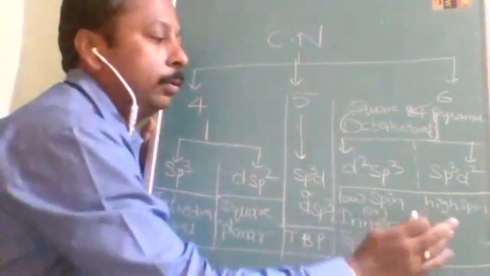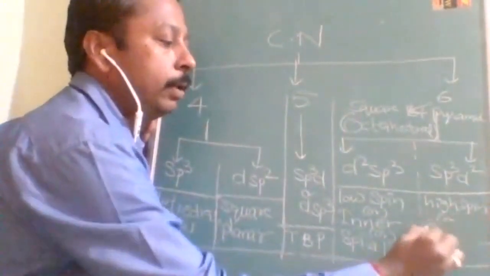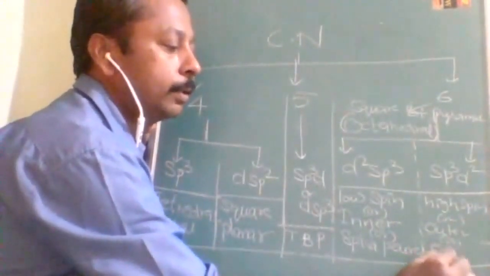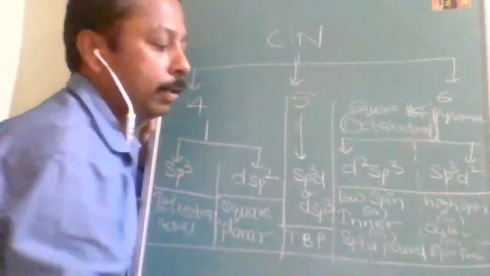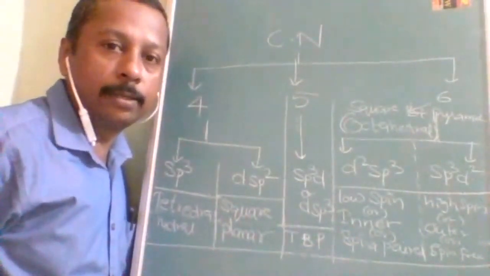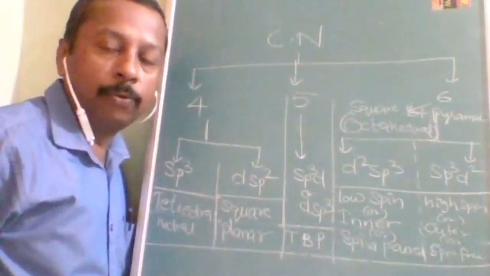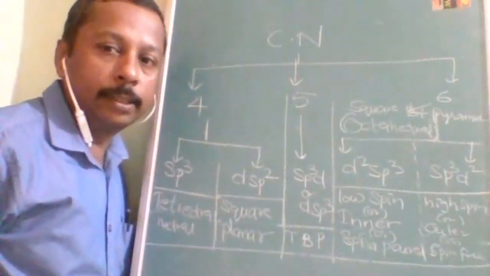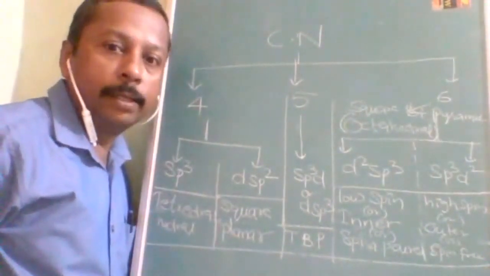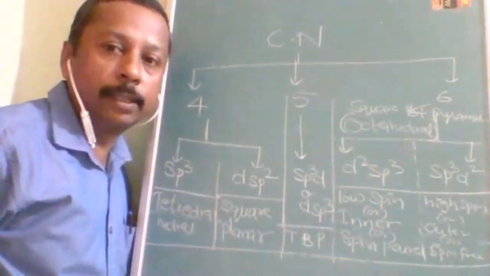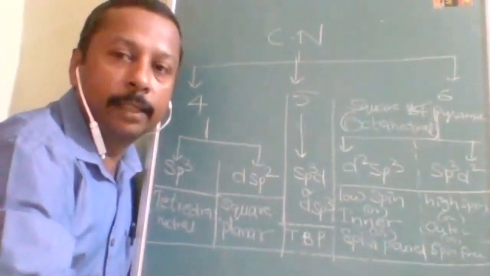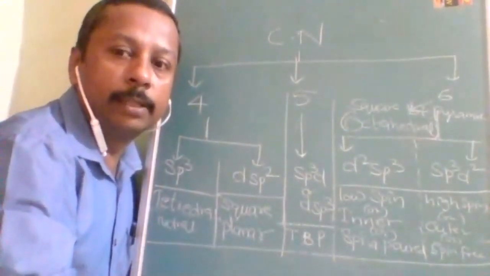Okay. So sp3d2 is high spin and it will be outer. Okay, and here you should say spin free. What it is called as? Spin free octahedral. Okay, and this one is spin paired octahedral. Is it understood, students? Coordination number 4 will be giving you two structures. Coordination number 5 will be giving you one structure. Coordination number 6 also will be giving you two structures, but energy wise they are different.